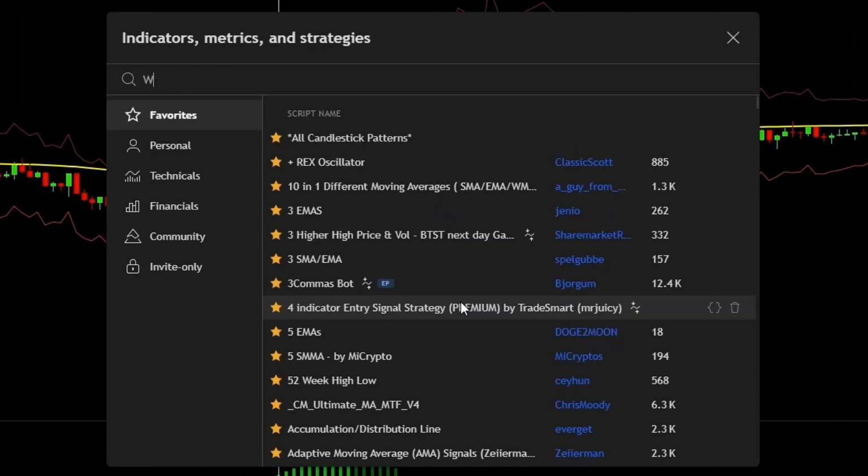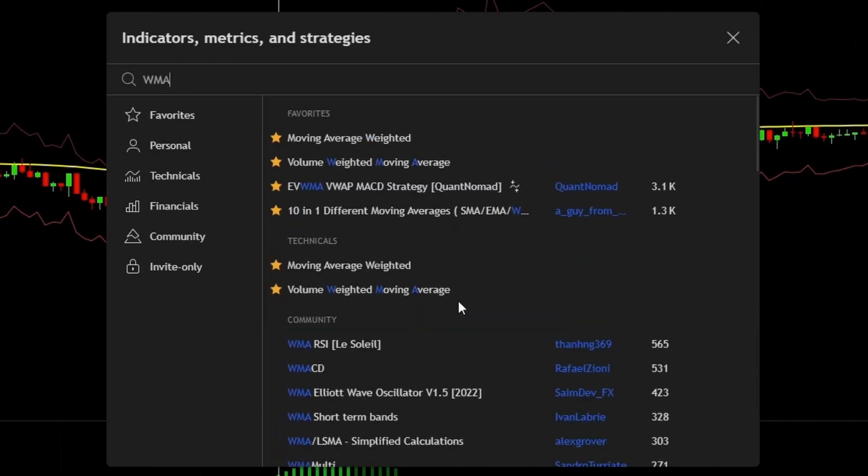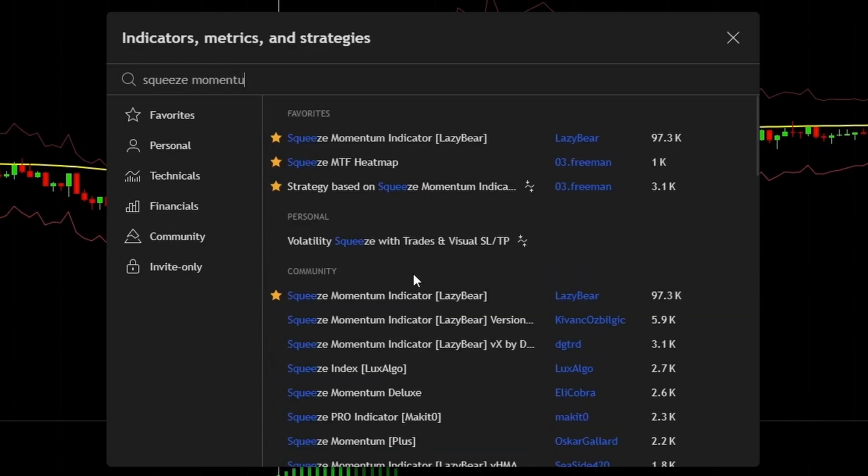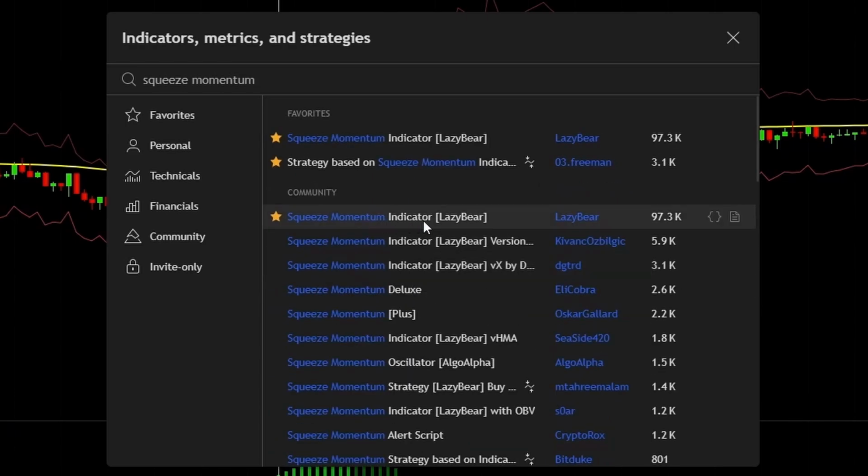Then type in WMA or weighted moving average and click on this one. This will be our trend filter, so we only allow trades into the main trend's direction. And finally add squeeze momentum. Add this one. This will be one of our exit signal indicators. Now I try to make this strategy as simple as possible so everyone can use it and try it out. Therefore we only need these 3 indicators.